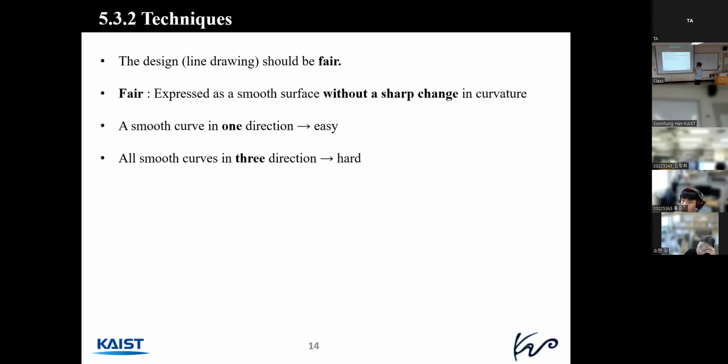Drawing only one curve smoothly is not a challenging problem. It is an easy problem. However, as I explained earlier, the shape of the ship is three-dimensional, so we need at least three directions and three different curves. Therefore, drawing all three curves smoothly is a challenging problem, so it's very hard. Due to this, the general approach is to draw the first version of the line drawing and modify it until the perfectly smooth curve is obtained.